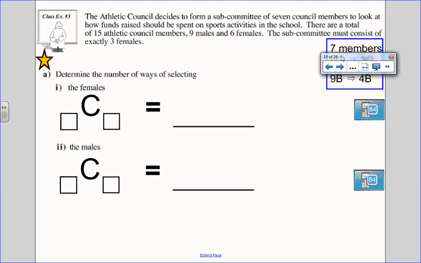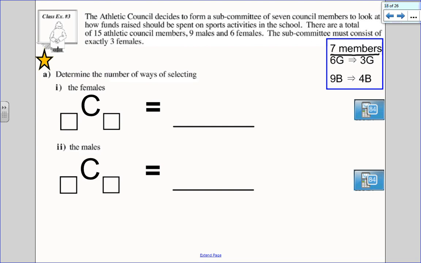Let's look at class example 3. Okay, an athletic council decides to form a subcommittee of 7 members. So I'm needing 7 members altogether. I kind of like to summarize it on the side so it makes it easier for me on how funds raised should be spent on sport activities.